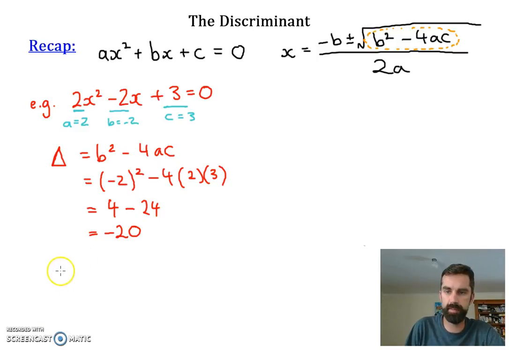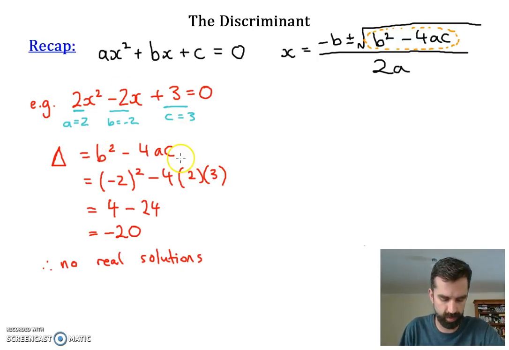Since that's a negative number, then we know that there are no real solutions. So there's no point continuing with this one. Straight away from working out the discriminant, we know that we've got no real solutions. Okay, let's look at something a little bit trickier.